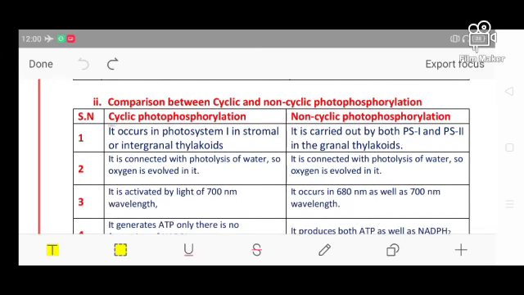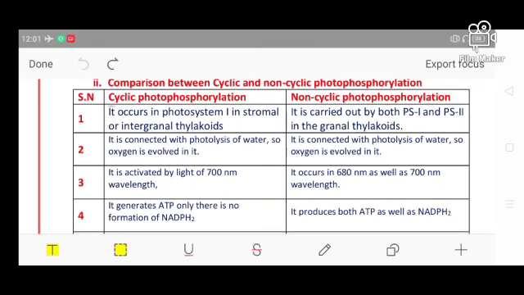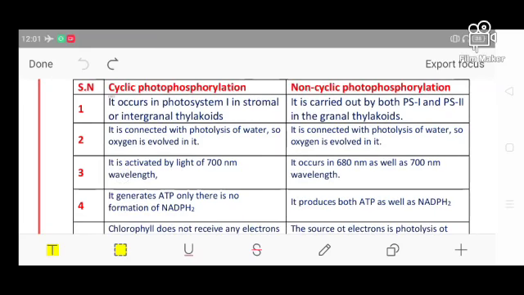And the next one is cyclic and non-cyclic photophosphorylation. So what happens in cyclic photophosphorylation? You remember that I have already discussed that it occurs in photosystem 1 in the stroma or integral thylakoid. So you have to remember that only photosystem 1 is associated with cyclic photophosphorylation. But in the case of non-cyclic photophosphorylation, both photosystems, that means photosystem 1 and photosystem 2, work together for the light reaction.